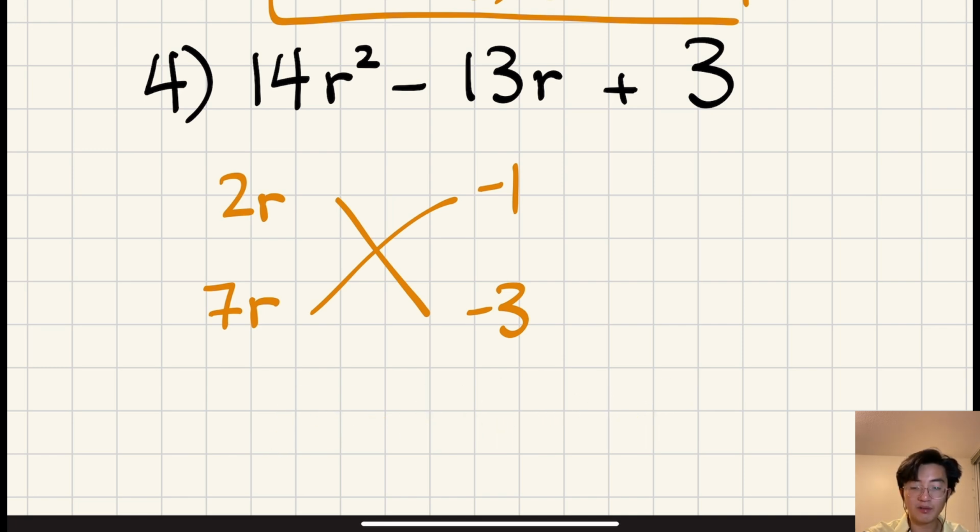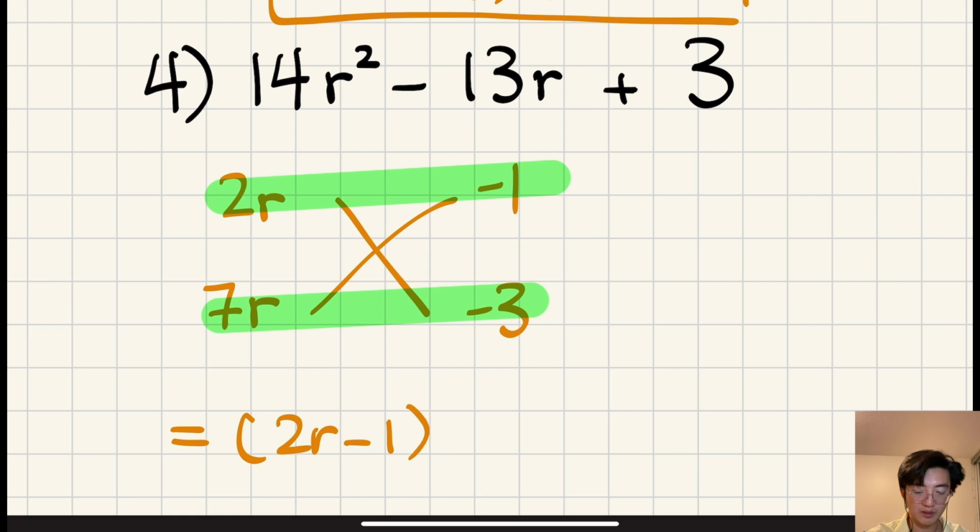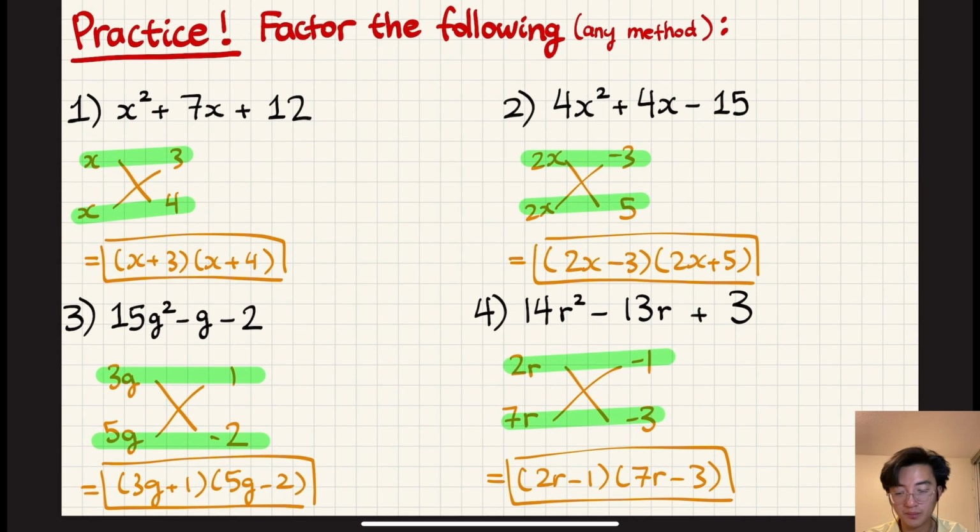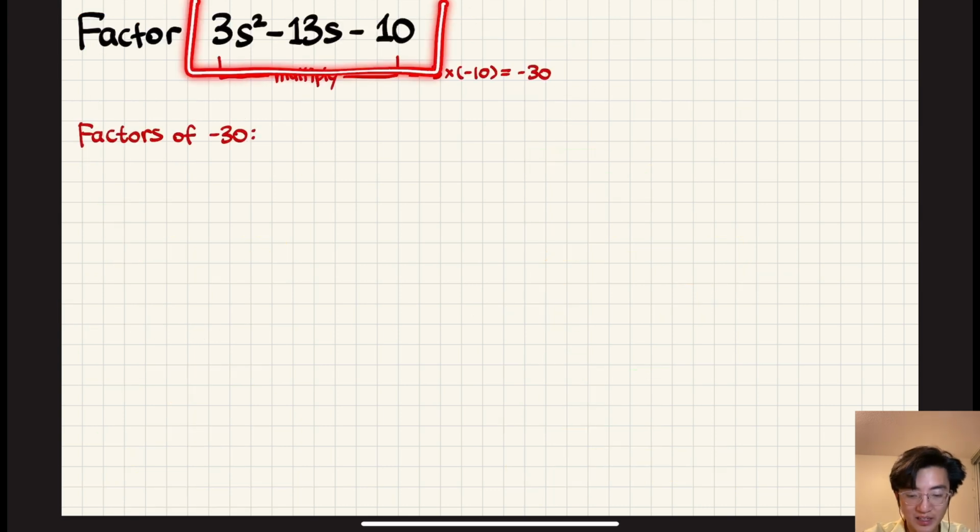Which means that when we write out the answer horizontally, we get 2r minus 1 times 7r minus 3. There we go. Very cool. Okay, so now with that being said, let's go over the decomposition method. We'll take this question here, 3s squared minus 13s minus 3.